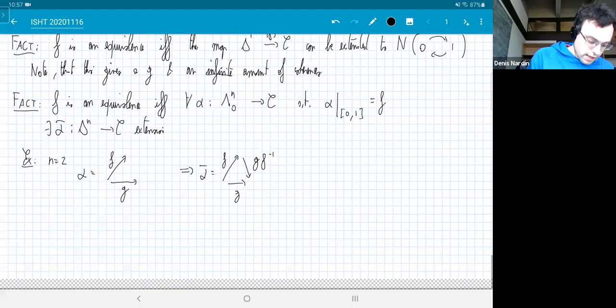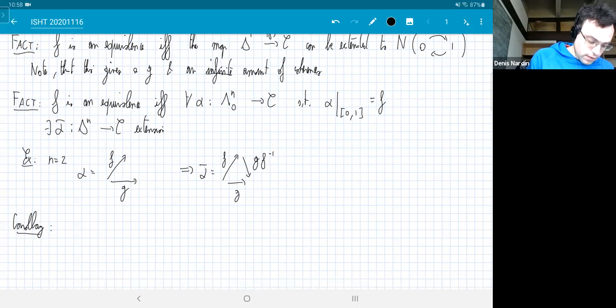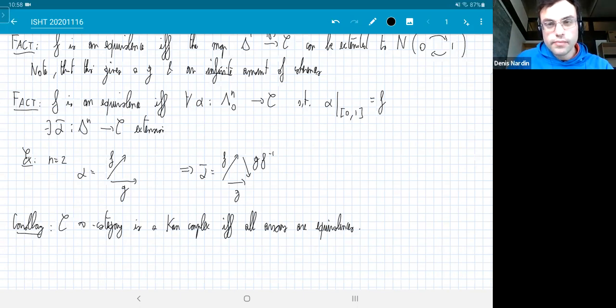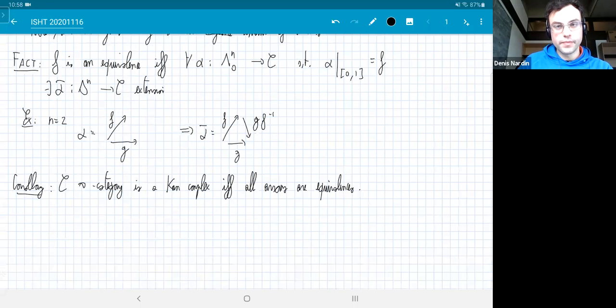As a corollary of this fact, a C infinity category is a Kan complex if and only if all arrows are equivalences. And actually, I said this statement with lambda n zero. You can actually do the same for lambda n. Of course, it's just symmetric. But it turns out that lambda n zero is enough.